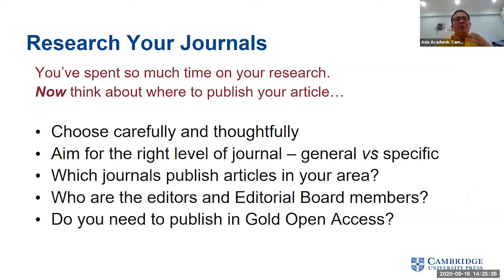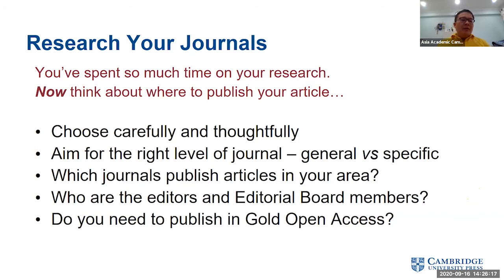Then you still need to think about which journals actually publish the type of articles you're writing on. If you're researching Asian history, of course you have to find the right journals that will publish in Asian history. Similarly, you must know who the editors and editorial board members are. If you are familiar with some of the more renowned researchers who are acting as editorial board members or editors of a journal, you may want to shortlist them too, because usually they will only accept to be an editor or editor-in-chief of a journal if they feel the journal has a high standard.